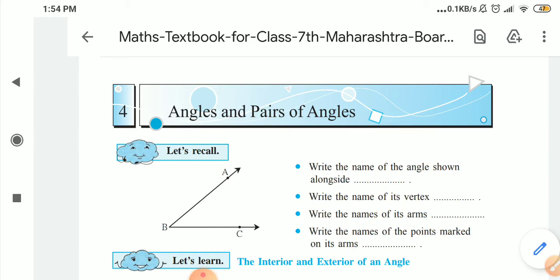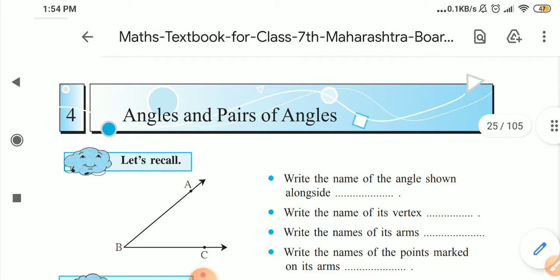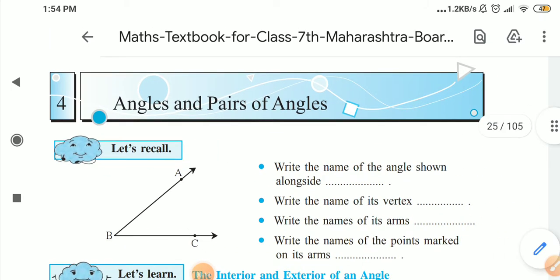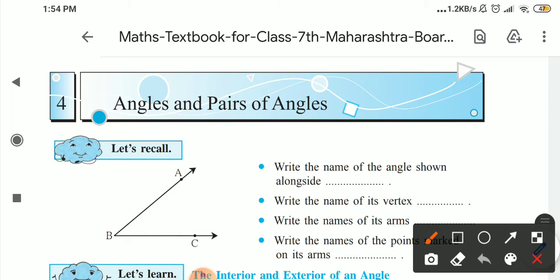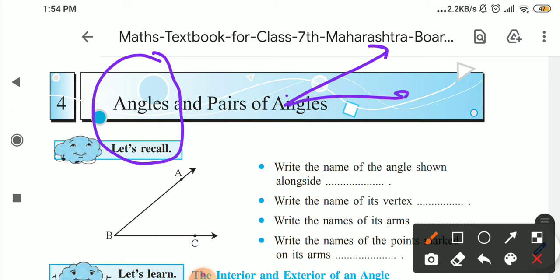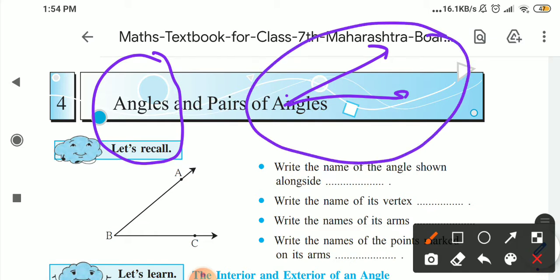Today we are going to start the new lesson, and the lesson name is angles and pairs of angles. Before starting the lesson, let's revise what an angle is. What is an angle? If two rays meet, this figure is called an angle.